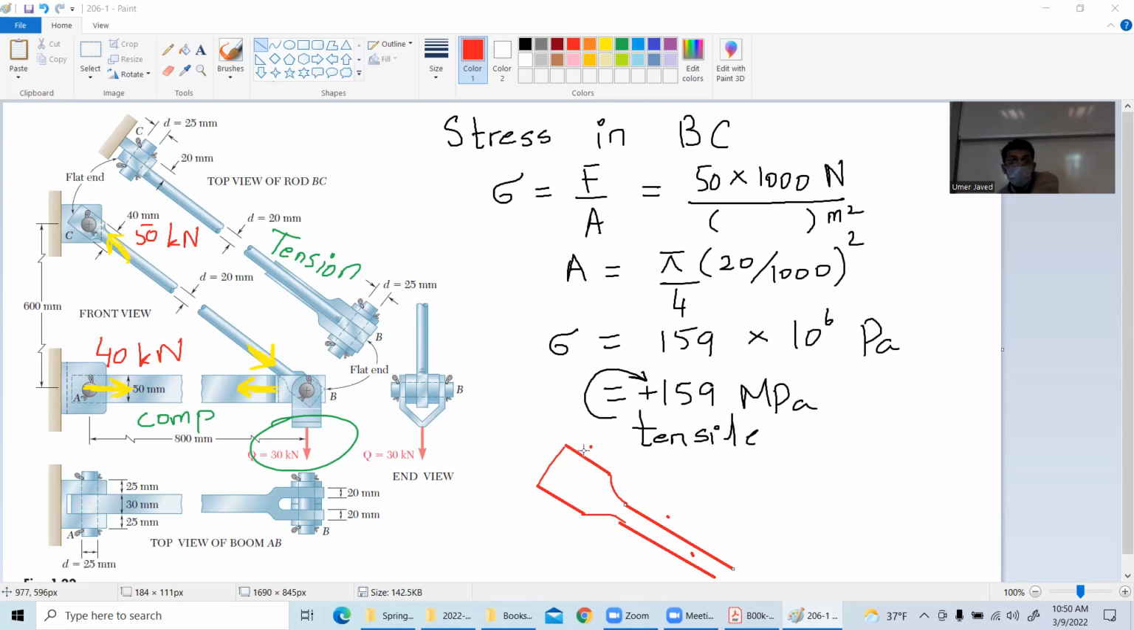Now, where is the hole? This is the hole. Yeah, here.